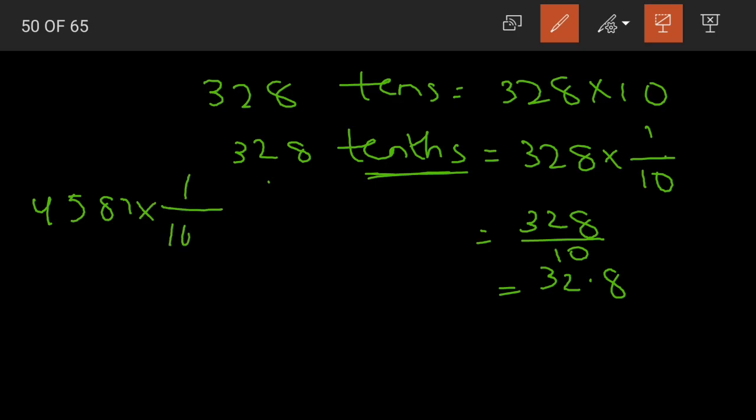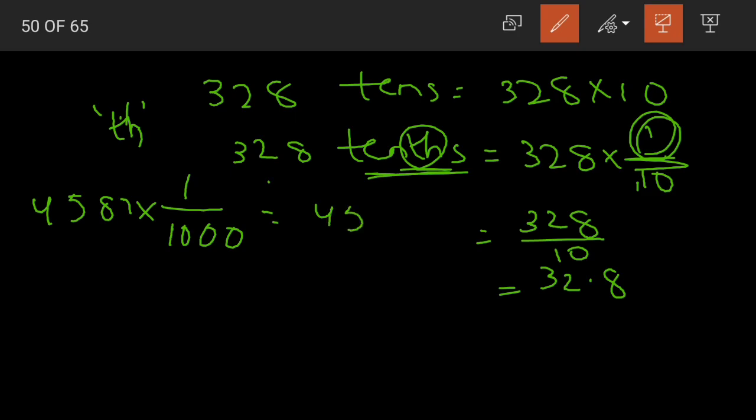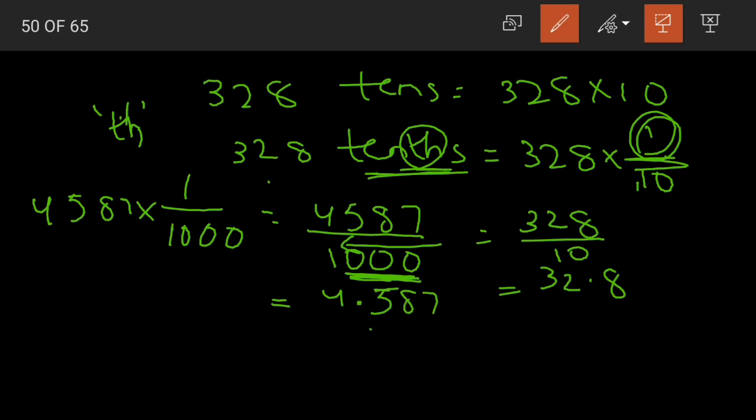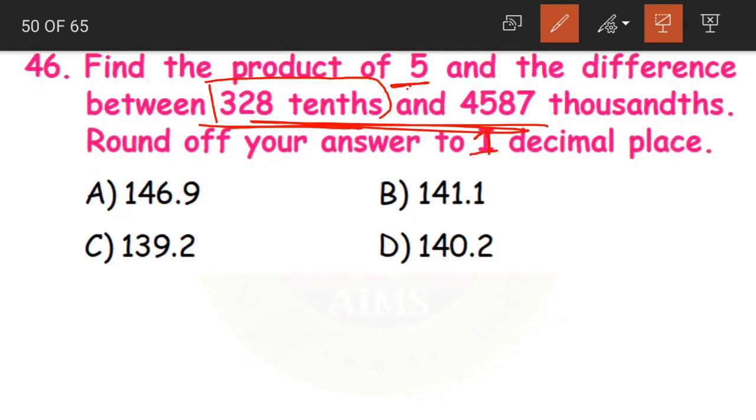In the same way, what was the other number? 4587 thousandths with a TH. Yes, they are having TH. So when you are having the TH in the thousands or tens, it means you have to multiply by 1 by 10 or 1 by 1000. Now when we multiply, we have 4587 divided by 1000. This would be nothing but, we are having 3 zeros, right? So decimal point after 3 digits from the right, 4.587.